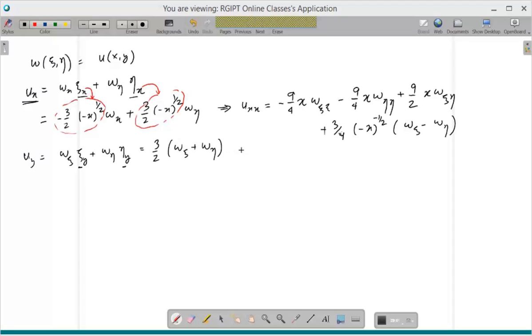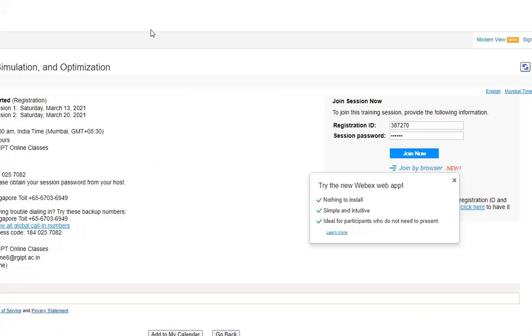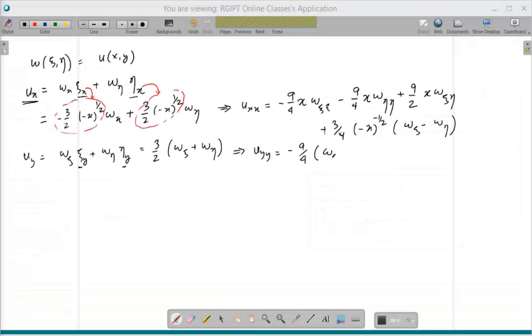Get, and from here I'm going to get u_yy to be equal to minus 9 by 4 (w_eta eta plus 2w_eta eta plus w_eta). Okay, so now the original equation was u_xx plus x u_yy.